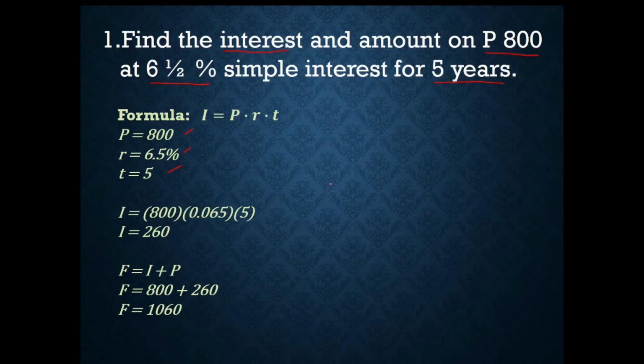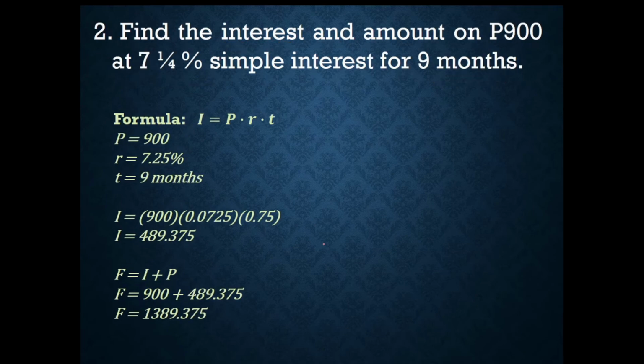However, if we want to know the final amount or the maturity value of this 800 pesos after 5 years, the borrower will be paying 1,060 pesos, which is the sum of the interest and the principal, which is 800 and 260 pesos.